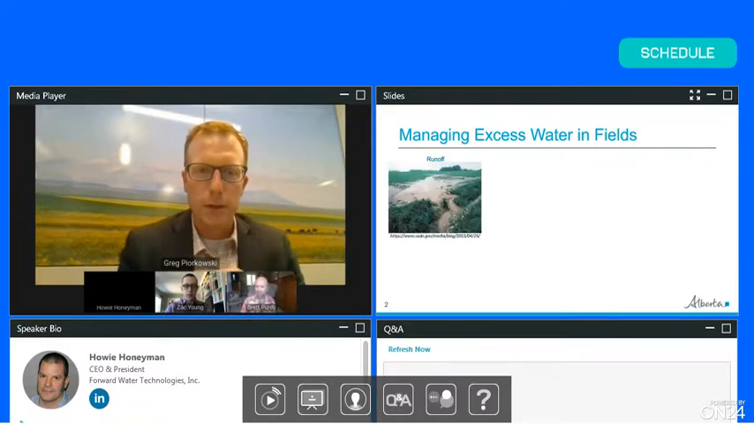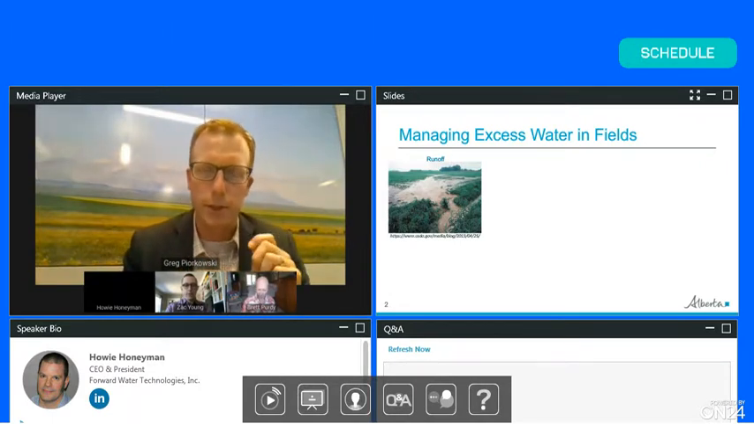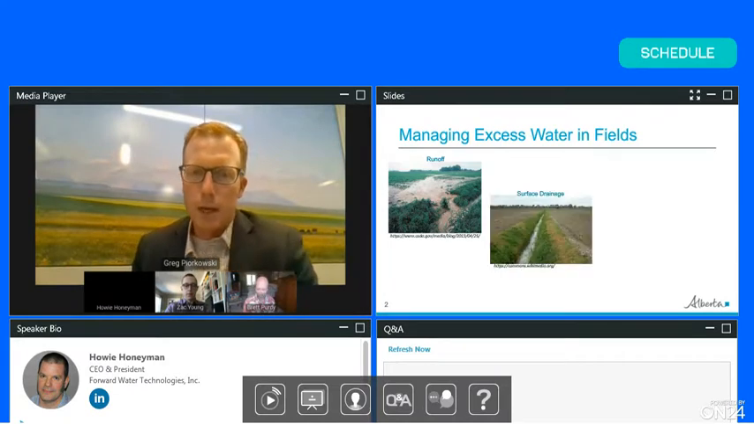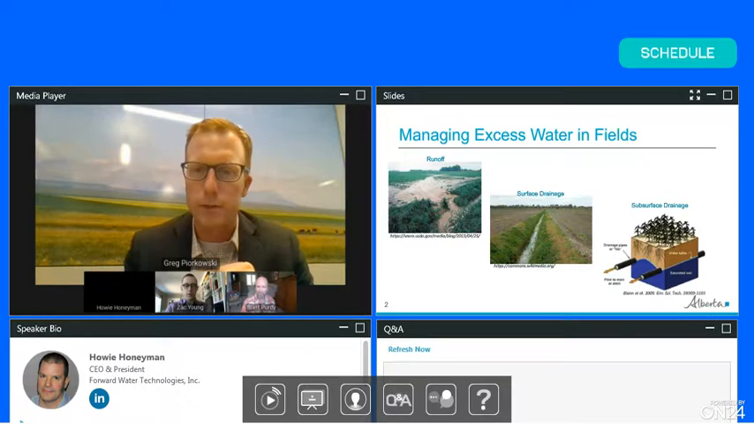When we have excess water in fields, the drainage can be either uncontrolled or controlled. Uncontrolled is generally runoff: precipitation in excess of what the soil can hold comes off the fields and enters waterways. With controlled drainage, we have two types. There's surface drainage, which is effectively just a ditch that directs water from the field to another ditch or some sort of drainage path or creek. And there's subsurface drainage, which are tile drains installed into the soil.